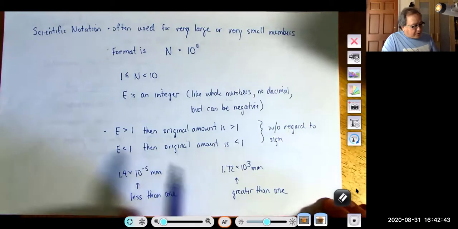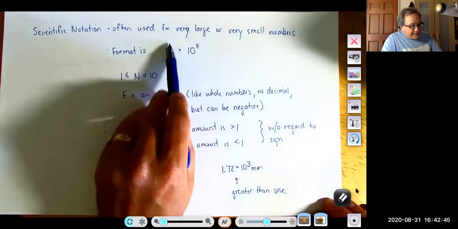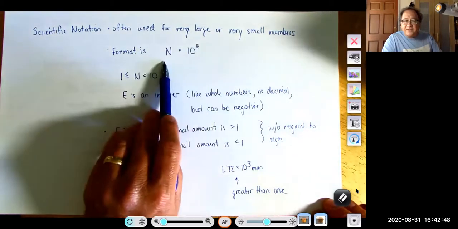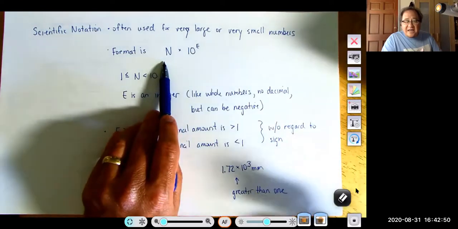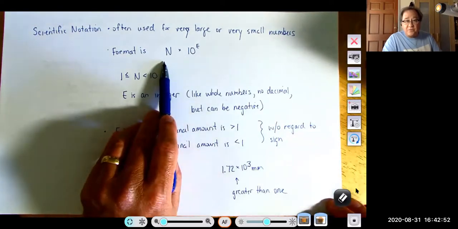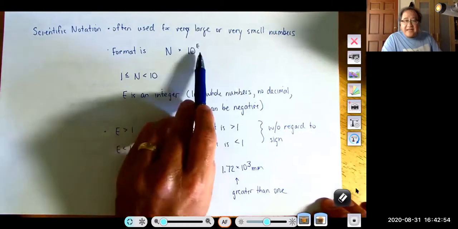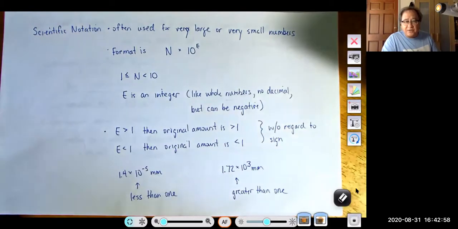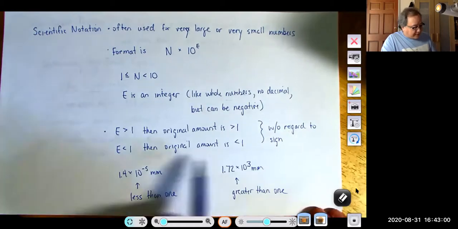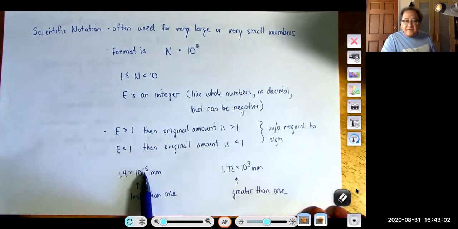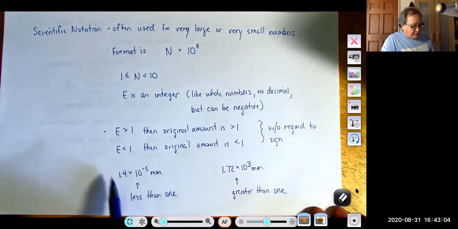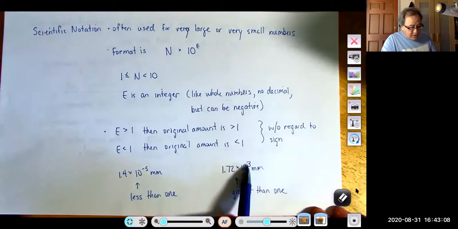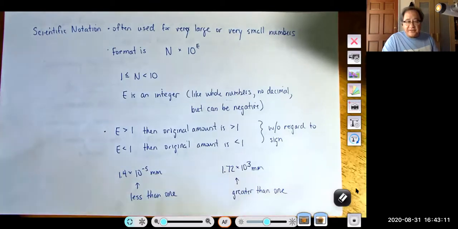And the important thing you want to know about E is when you look at this number, if E is positive, the original number, not in scientific notation, is greater than 1. And if that E is negative, then the original number, not in scientific notation, is less than 1. So here are two examples like that. Here the E is negative, which means this original value here is less than 1. And this is positive, which means this original value is greater than 1.